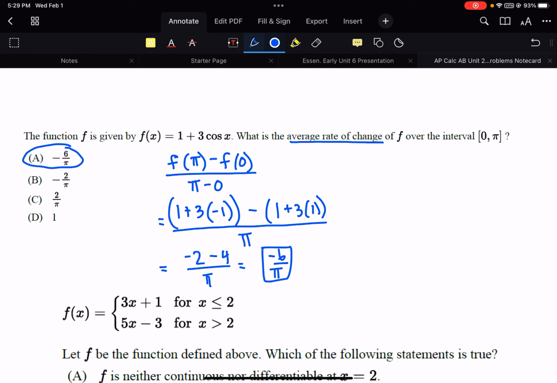Now if we had a calculator, or we could do this in our heads really, we could calculate some instantaneous rates of change along the way maybe. But we just need the average.